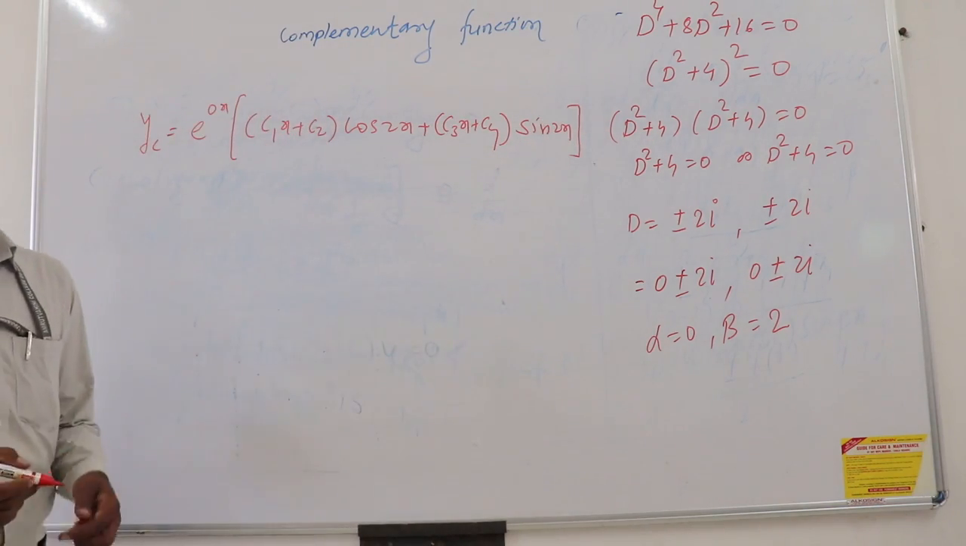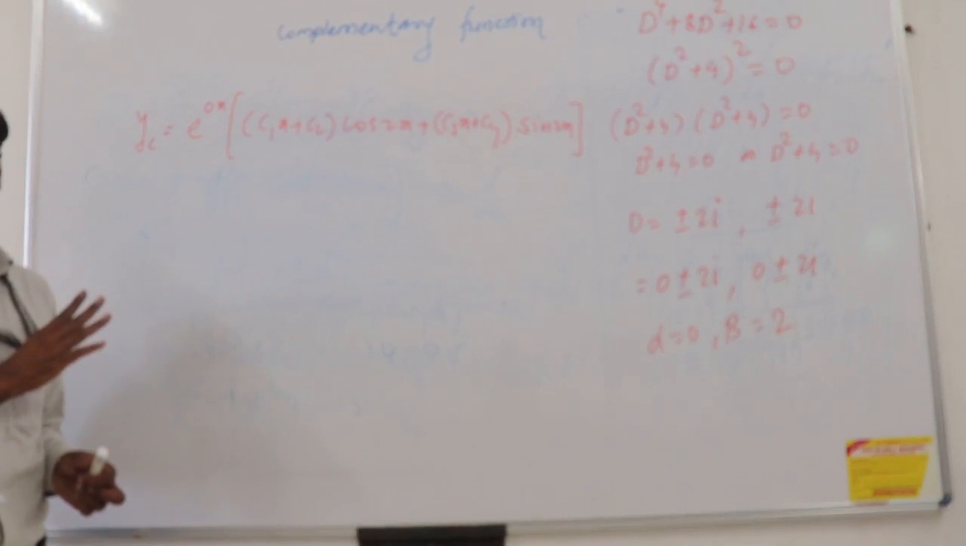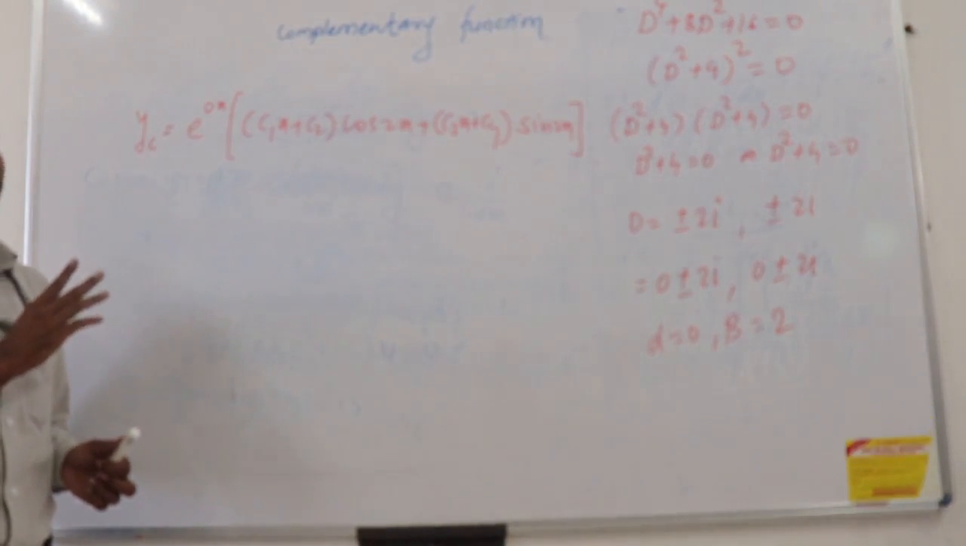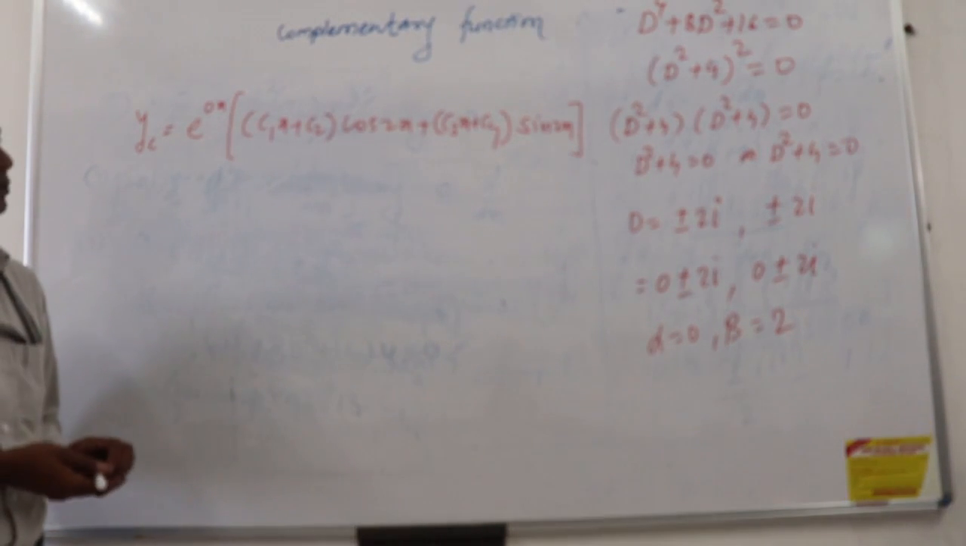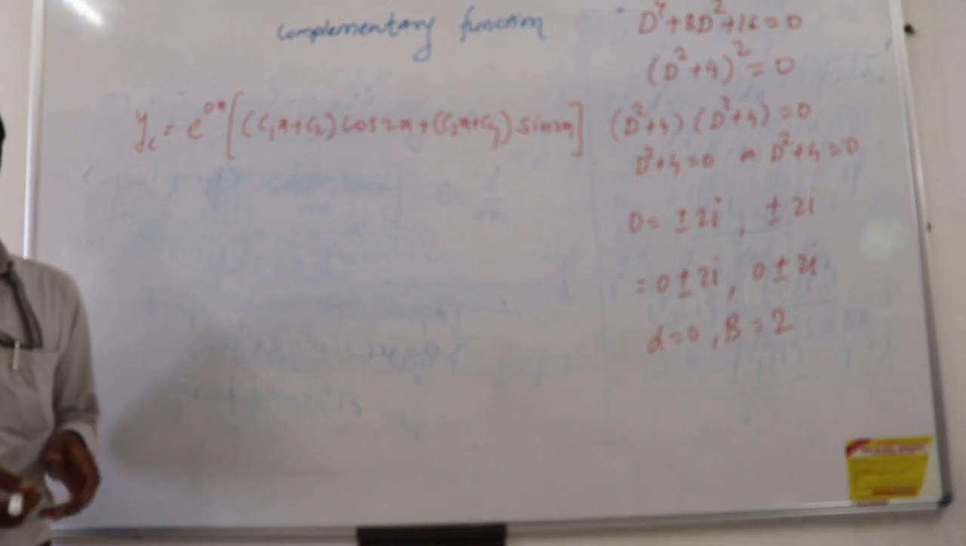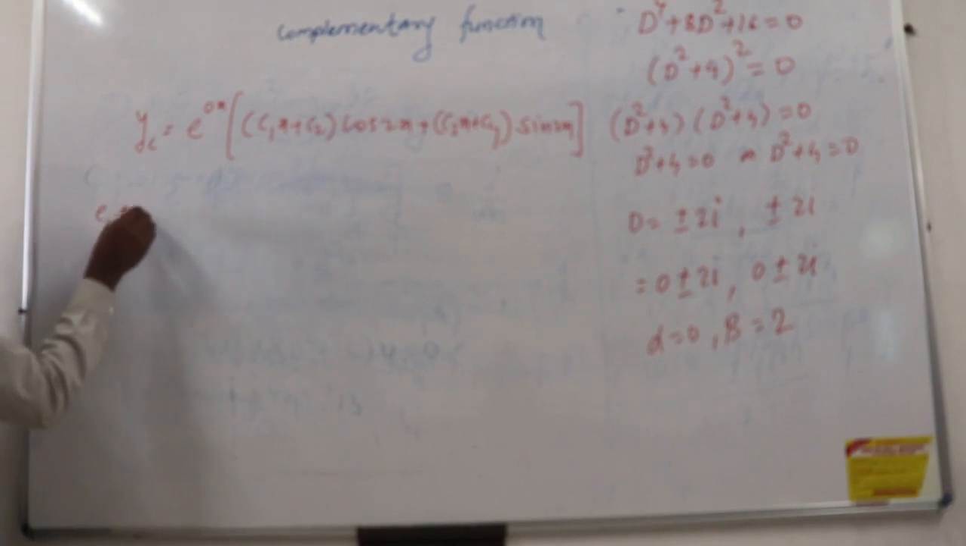So these are 4 examples depending upon the types of complementary function. So we take 4 examples. Then see one more example, I take number 5.